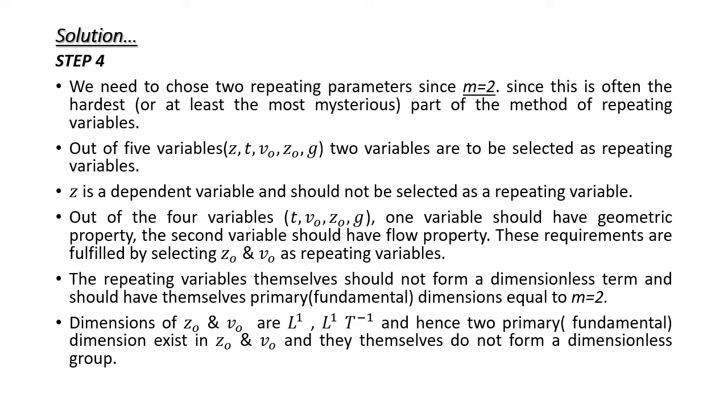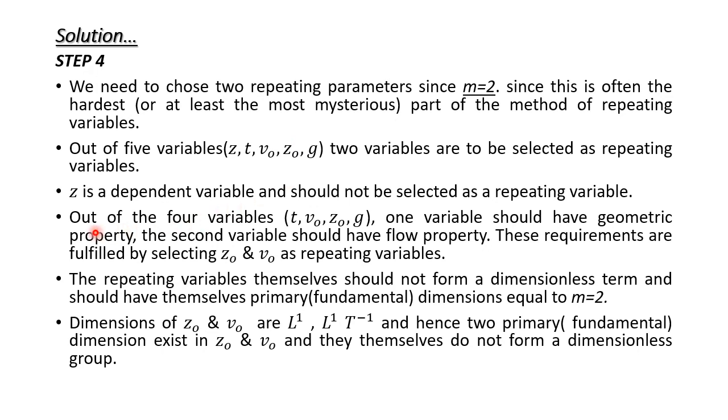We cannot select the dependent variable. So choosing z is ruled out. Z is a dependent variable and should not be selected. Okay, now total number of variables remaining are 4. Now out of these 4 we need to choose 2 repeating variables.